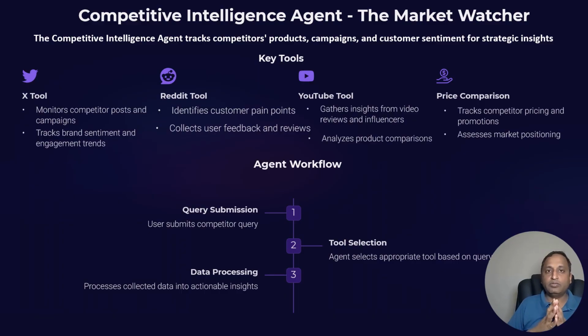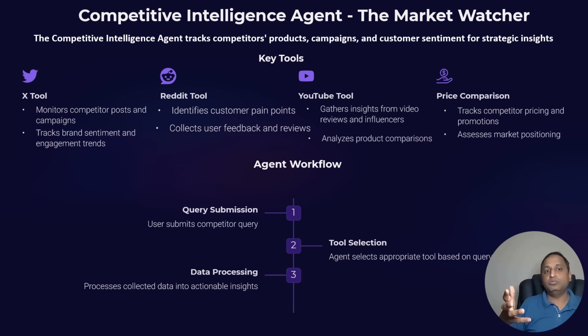So now let's look at our next agent, which is a competitive intelligence agent. This agent's main task is to get the competitive information about its competitors. In our case, we have Fitbit and Apple Watch as competitors. Now let's look at the different tools this agent is using.